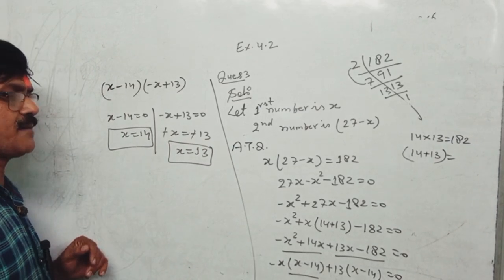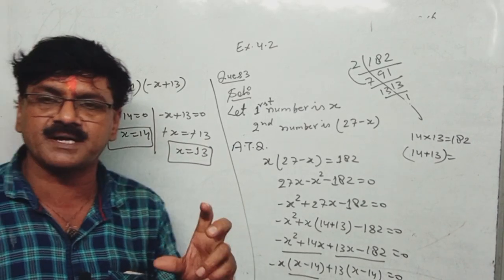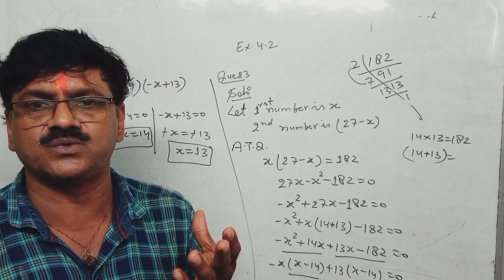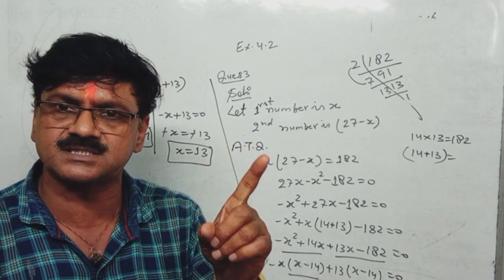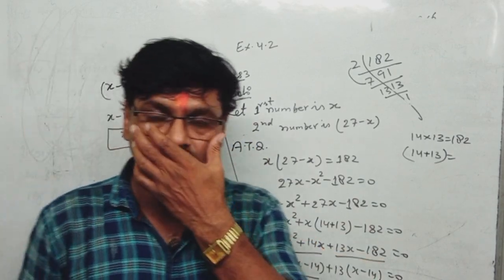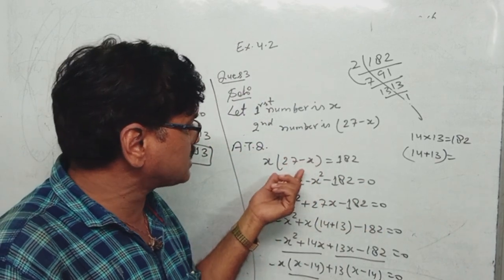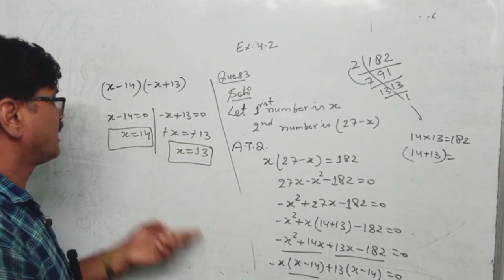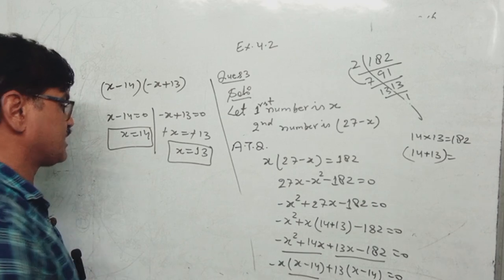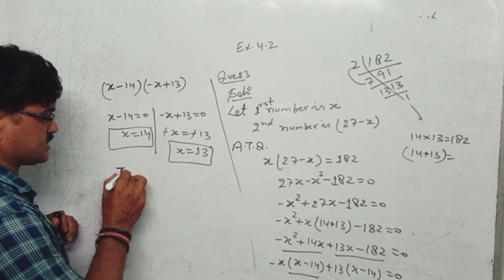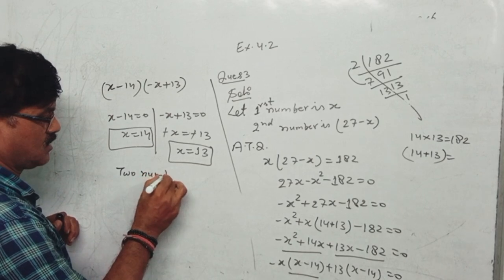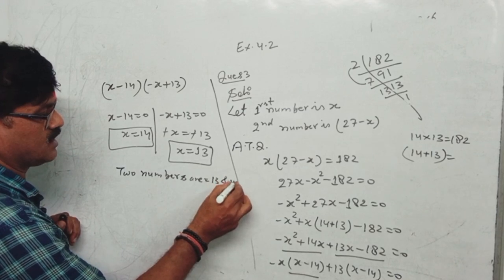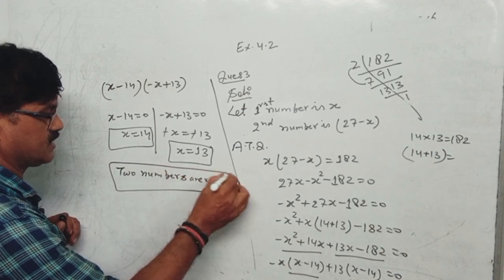I'm repeating this again. Sum of two numbers is 27 and their product is 182. So first of all you will let one number be x, second number be 27 minus x, and you will write their product is 182. So you will frame a quadratic equation, and then you will find the two roots here, and those numbers you will write as the answer. Two numbers are 13 and 14. This is the answer you will write.